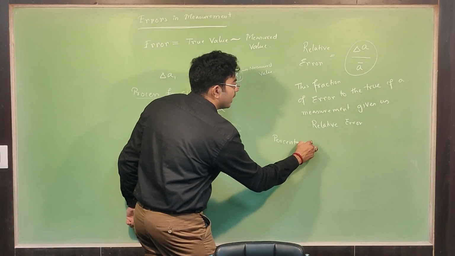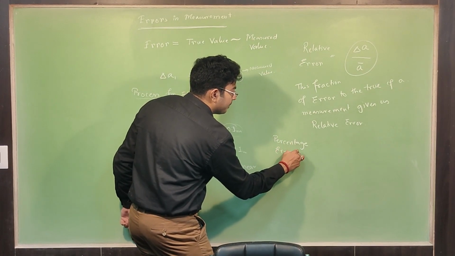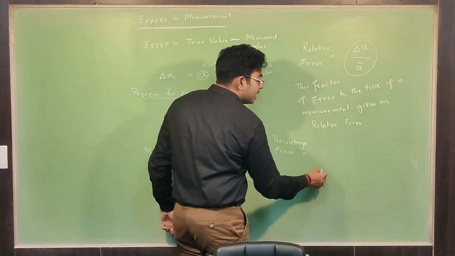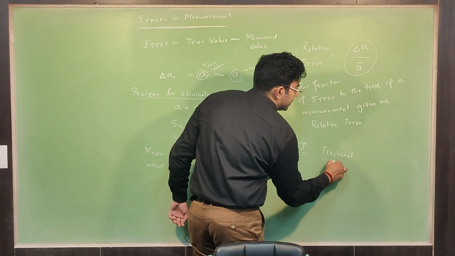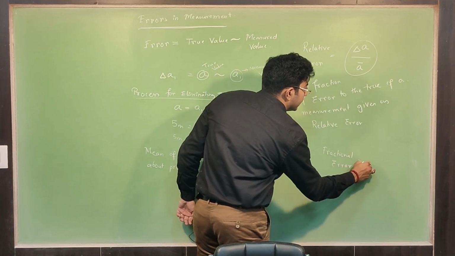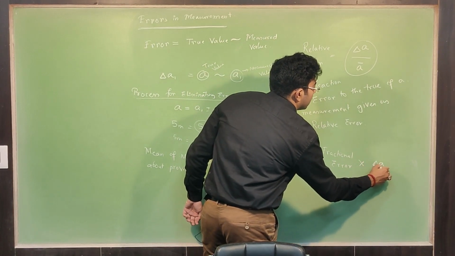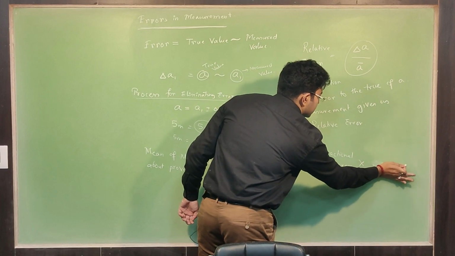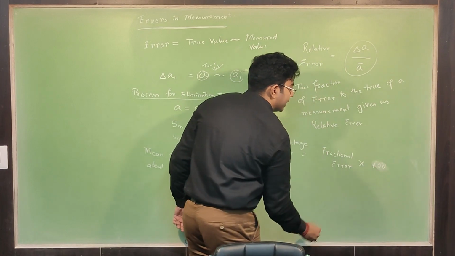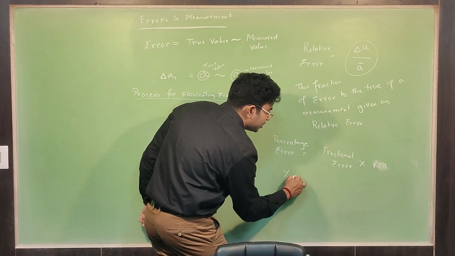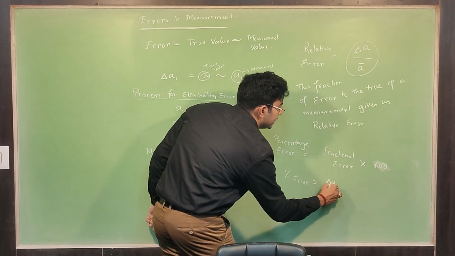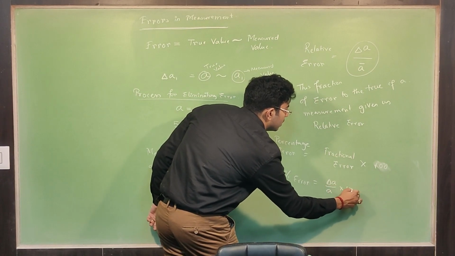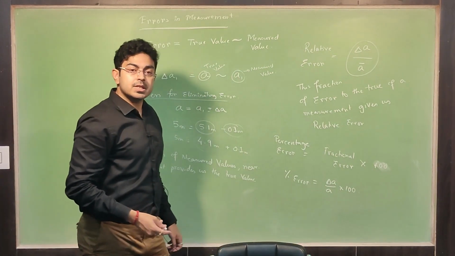That is fractional error. Fractional error into 100. That means percentage error we write like this: delta A by A into 100. That is your percentage error.